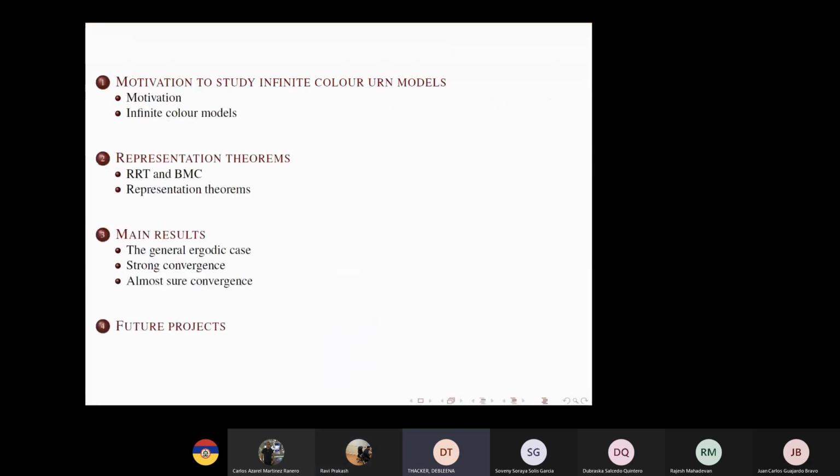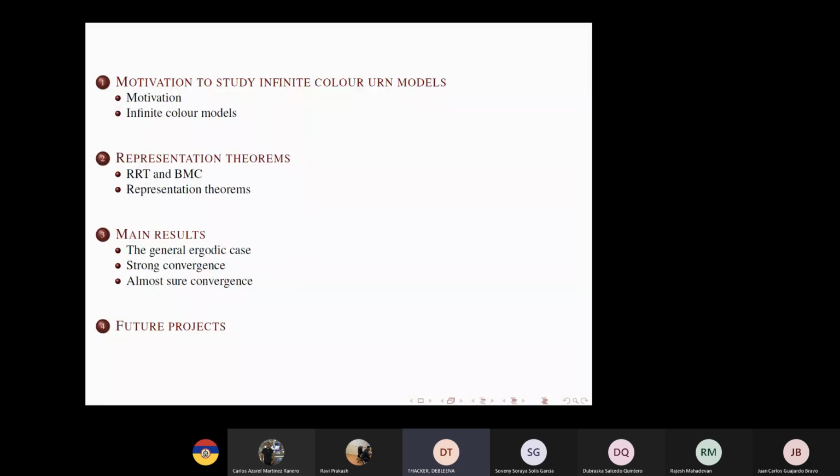So this is the basic outline of the talk. The first bullet tells us that we are going to motivate why we are studying infinite color urn models, what the motivation is. And we are going to define the model. The introduction of the model is not really entirely due to us.